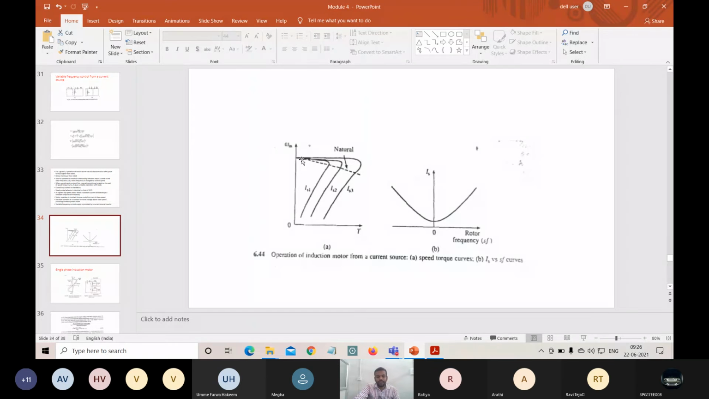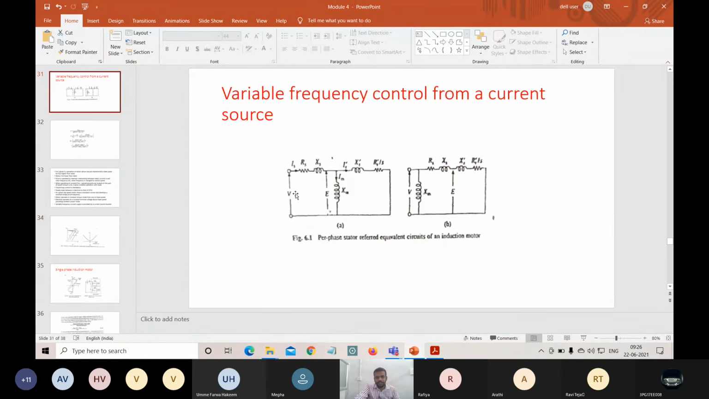So here the variable frequency current supply will be provided by a current source inverter. I have not mentioned it here. So this variable frequency current control from a current source, this variable frequency current supply, will be provided by the CSI, current source inverter. Okay, so this is about variable frequency current from a current source.